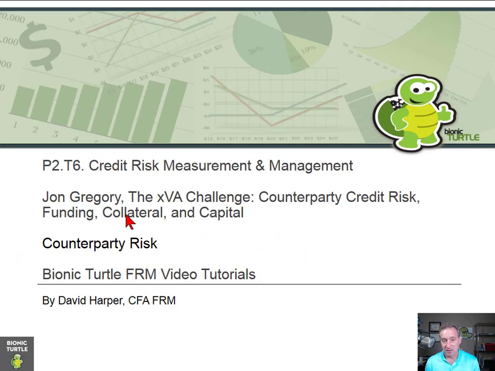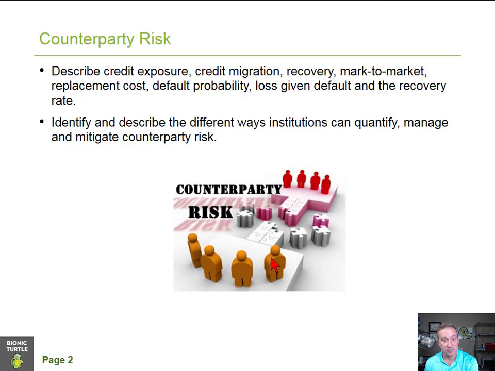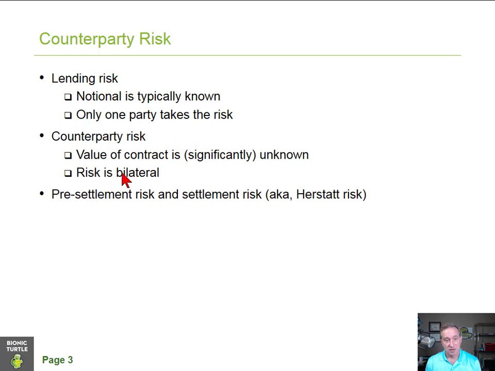In this video we're just starting at the beginning of the assigned chapters, and this is Chapter 4, Counterparty Risk, which is mostly an introduction to some of the terms used in subsequent chapters, including credit exposure, credit migration, recovery, mark-to-market, replacement cost, default probability, loss given default, and the recovery rate. And then you can see we also have to identify and describe the different ways institutions can quantify, manage, and mitigate counterparty risk.